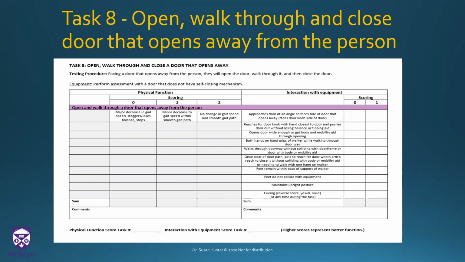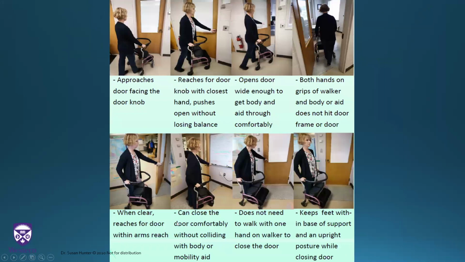Gait speed, same things. We're looking at, can they do this nice and smoothly without any staggering, loss of balance? And at the worst end of it is that there's major decrease in speed, they stagger, they lose their balance, or they just stop. They can't perform the activity. But the tasks that you're looking for in terms of interaction with the equipment are these features specifically.